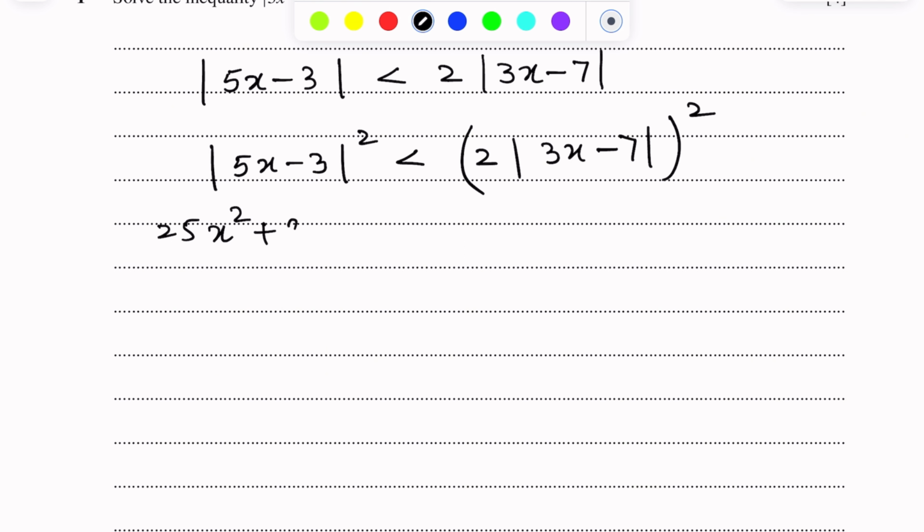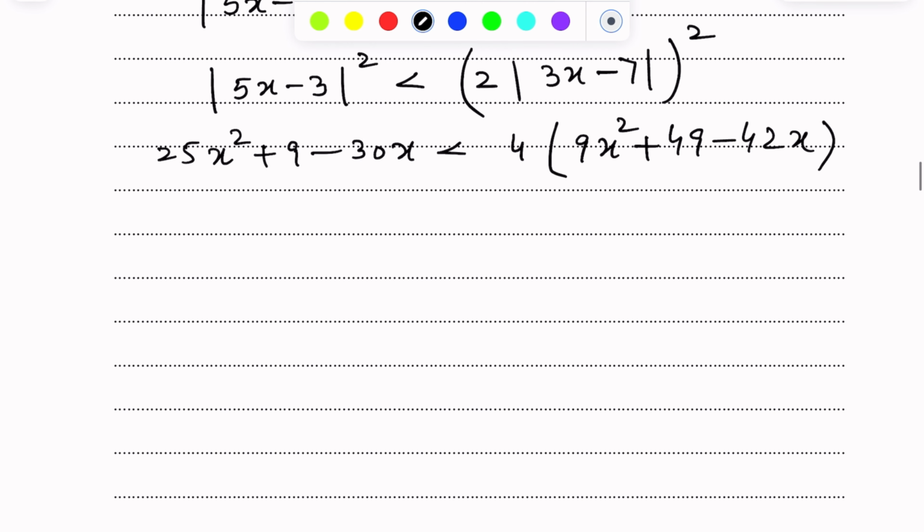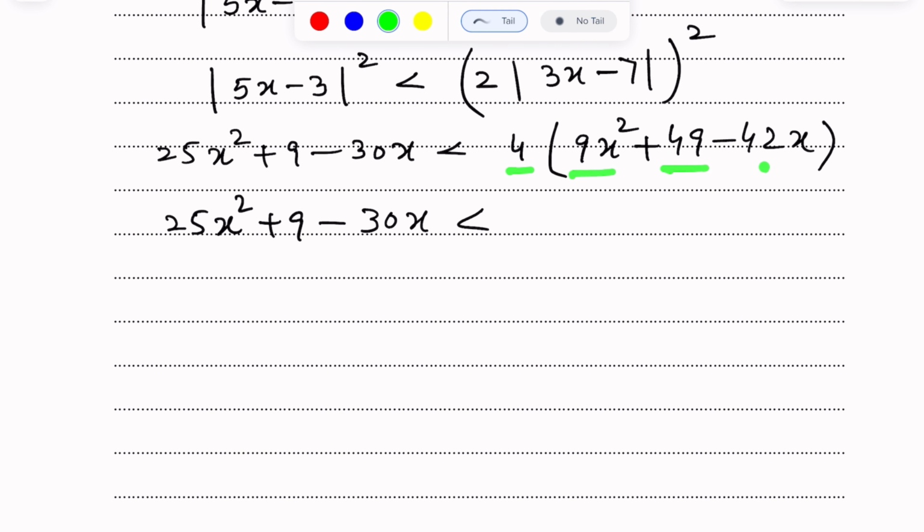25x² + 9 - 30x is less than 4. 2 square is 4. Now we use here the identity (a - b)² = a² + b² - 2ab, so 9x² + 49 - 42x. Now we multiply 4 with these three terms of the bracket.